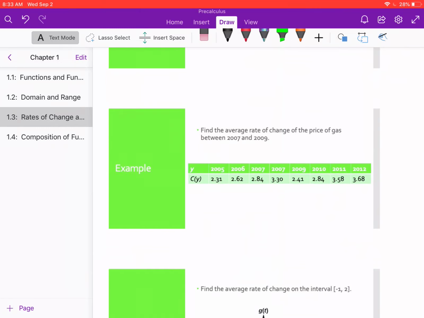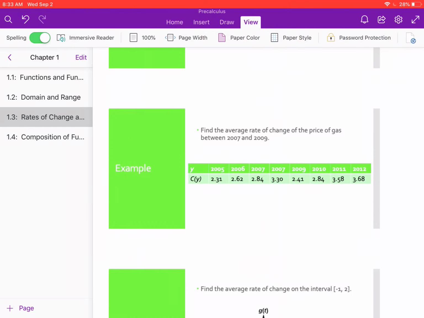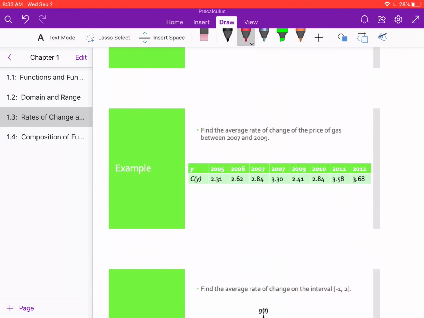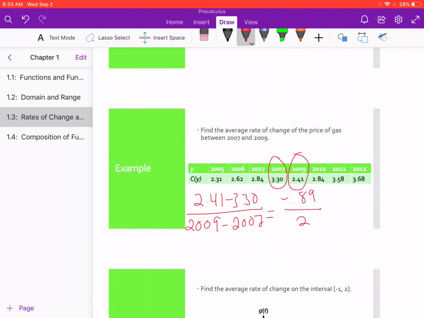We want to find the average rate of change of the price of gas between 2007 and 2009. The table gives us a bunch of different points, but we only need 2 for slope. We have to figure out which 2, which luckily the words tell us are 2007 and 2009. So let's set it up: output minus output over input minus input. So we get negative 0.89 over 2, which is negative 0.445.